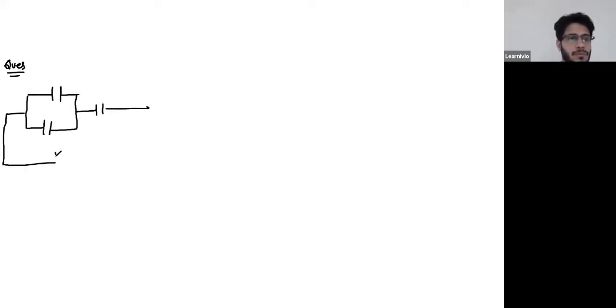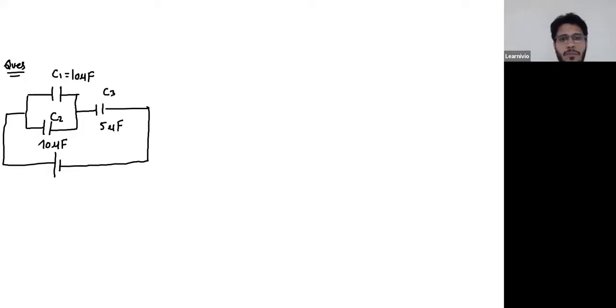So we were doing circuits in the last class. Let's start with another circuit. So here capacity is C1, capacity is C2, C1 is 10 microfarad, C2 is again 10 microfarad, and C3 is 5 microfarad. You are supposed to calculate the equivalent capacitance.